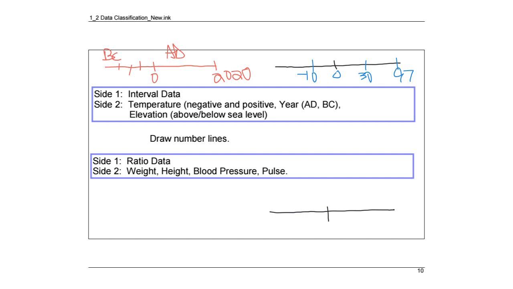Elevation is the same way. We have above and below. So the point is that for interval data, you can have data on either side of 0, and 0 doesn't mean none. Okay, ratio is a whole other story.